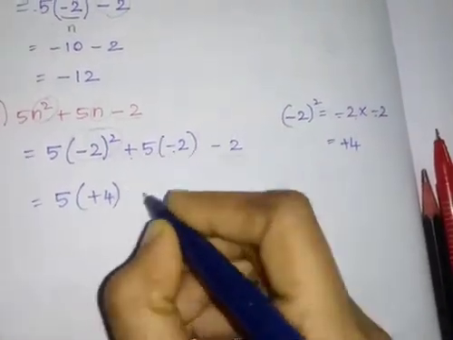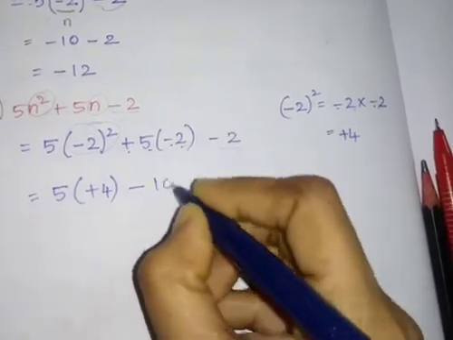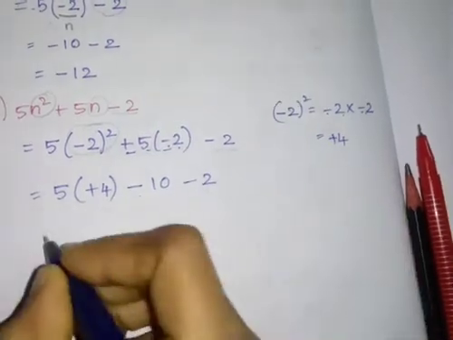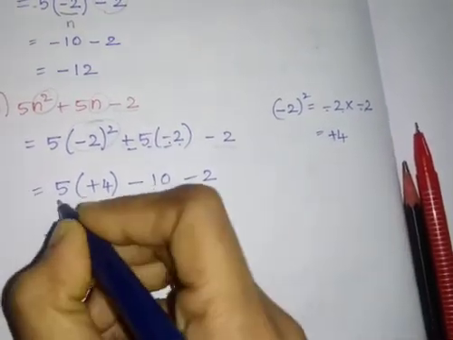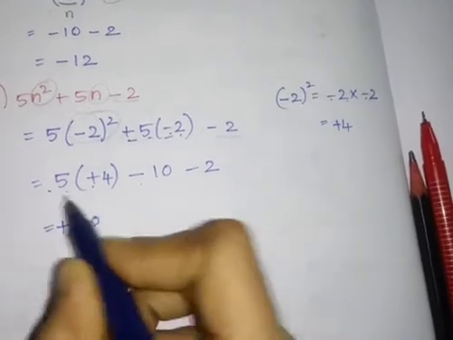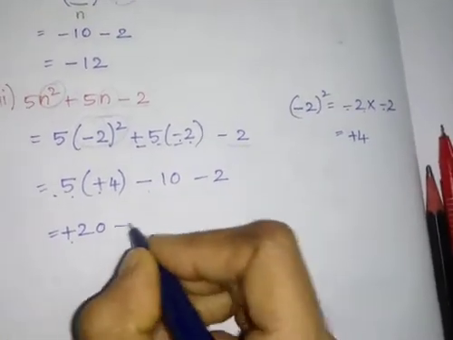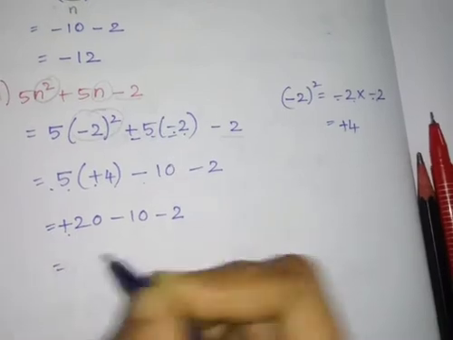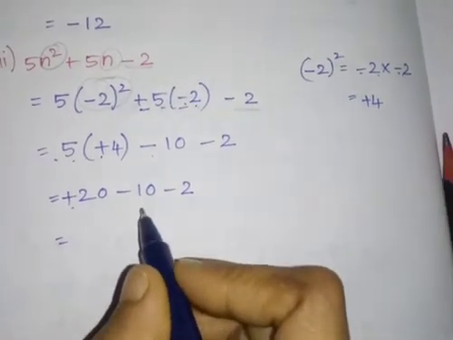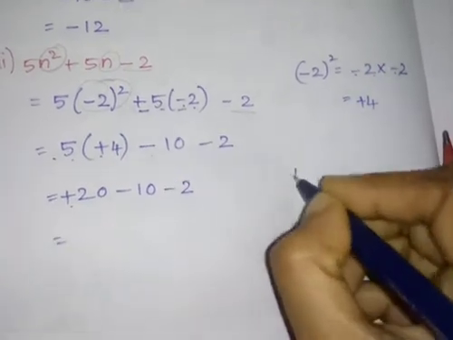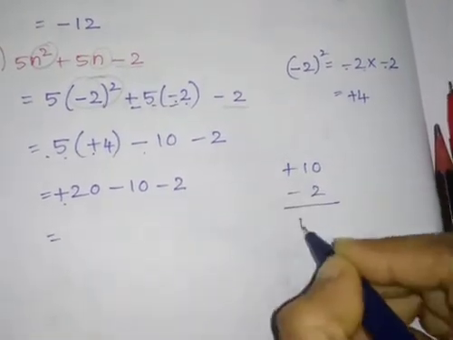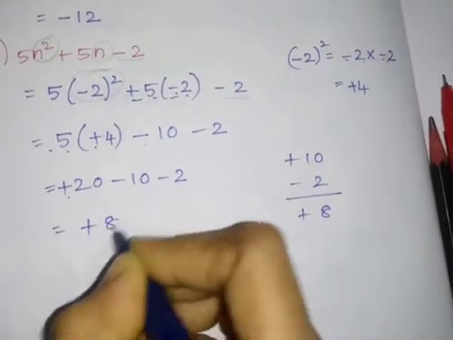Then plus into minus, minus. 5 2s are 10. Then minus 2. Then 5 4s are 20. Plus into plus, plus 20. 5 4s are 20. Minus 10 minus 2. So now plus 20 minus 10 is what? Plus 20 minus 10 is plus 10. Plus 10 minus 2 is plus 8. So the answer is plus 8.